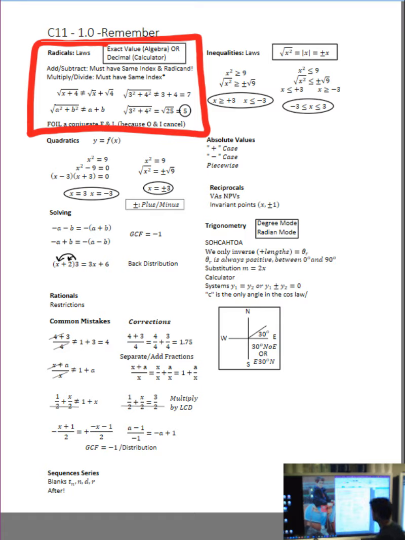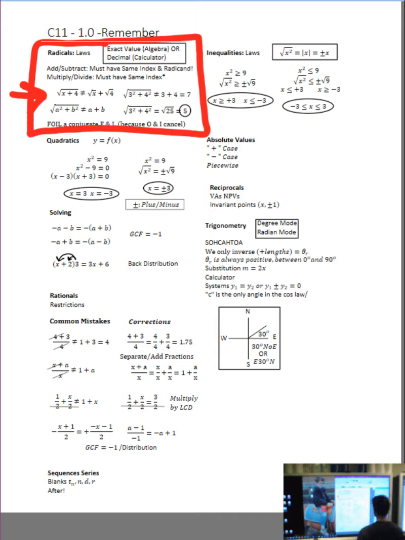Remember that sometimes it asks you for an exact value where you have to do algebra, or a decimal where you can use the calculator. In order to add and subtract, you must have the same index and the same radicand. They have to be like terms. To multiply and divide, you just must have the same index, because you can multiply and divide the numbers underneath if you have the same index. And there are some things that you can't do with letters and their corresponding numbers beside them. And a nice little remember: when you're foiling a conjugate, you just have to do F and L because O and I cancel.